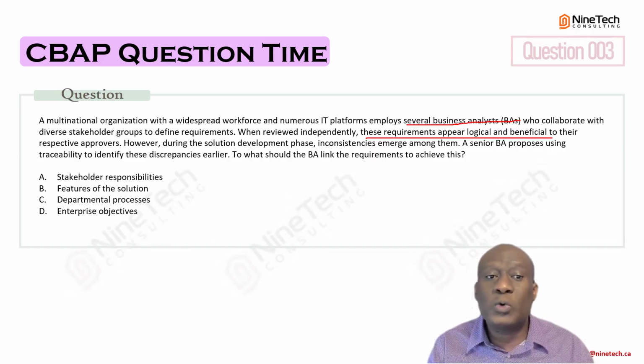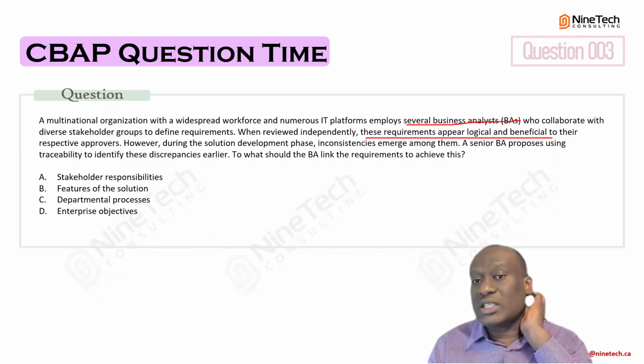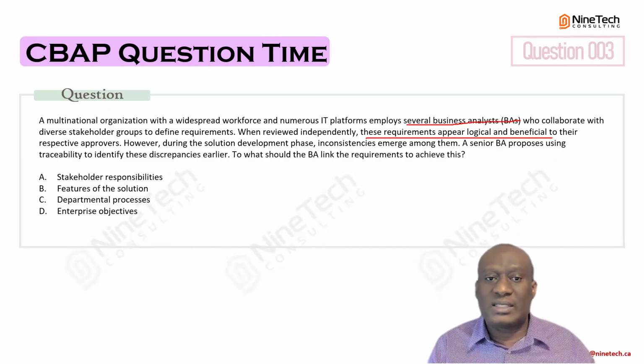The senior BA proposes using traceability to identify these discrepancies earlier. To what should the BA link the requirements to achieve this? So a senior BA is proposing using traceability to link our discrepancies. Now that should have been done earlier. Yeah, I think that's what the proposal is. So to what should the BA link the requirements to achieve this? Stakeholder responsibilities? No. If we are doing traceability, we don't link requirements to stakeholder responsibility. So that is a no-no.